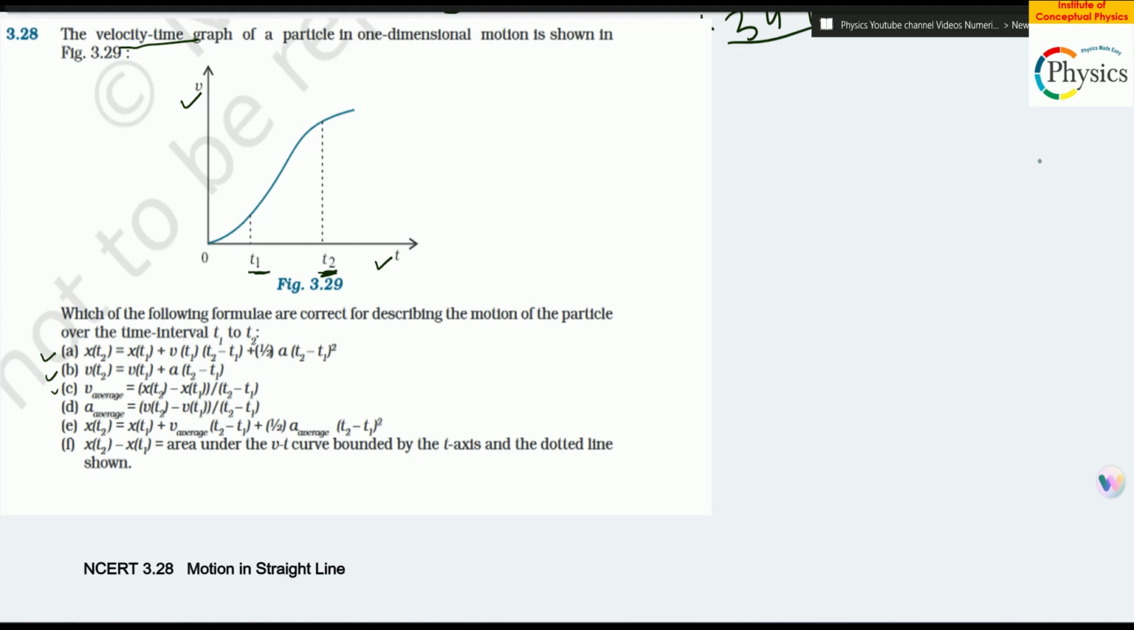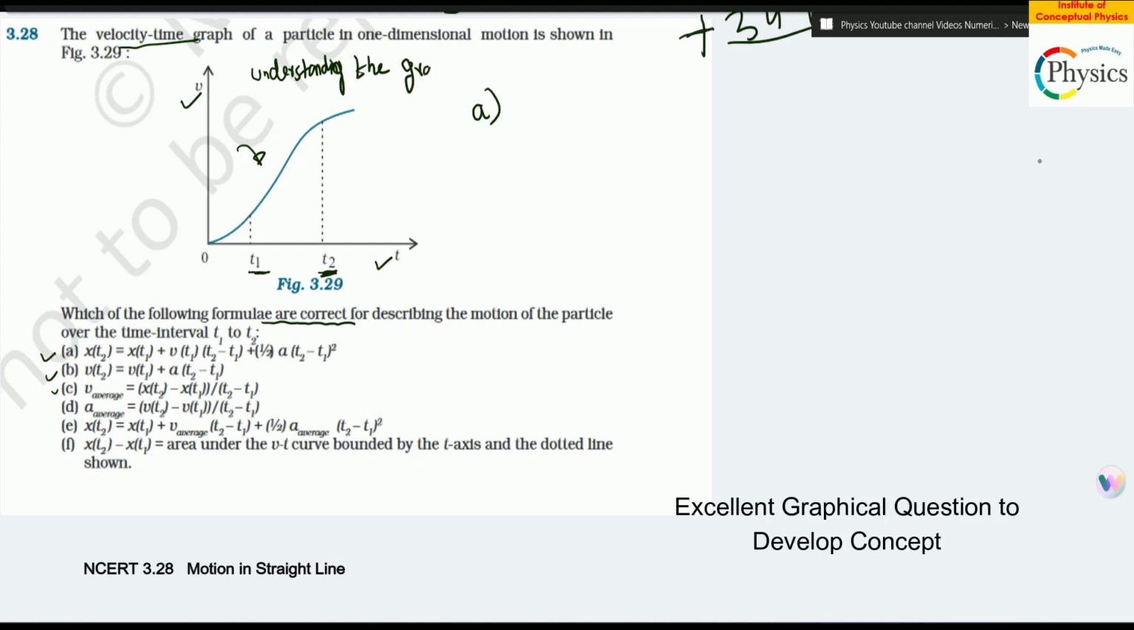So let's start with A. The question is, which of the following formulas are correct? And how do we decide that? By understanding the graph. Understanding the graph is very important. If you can understand the graph, you will be able to answer this. All right, let's look into problem number A, right?